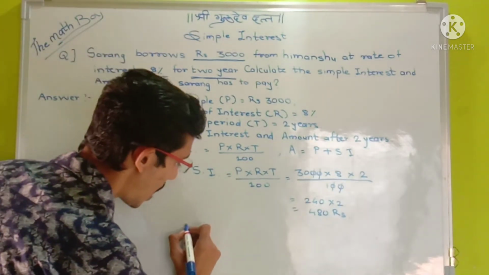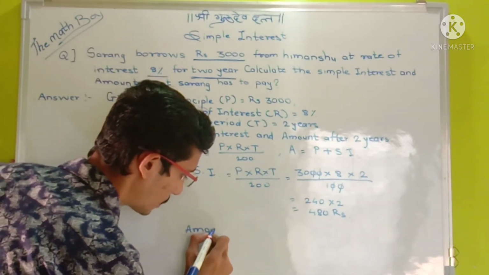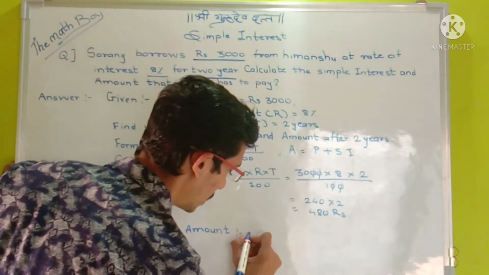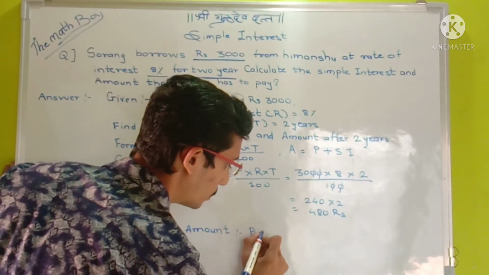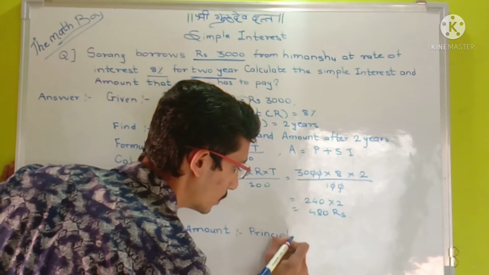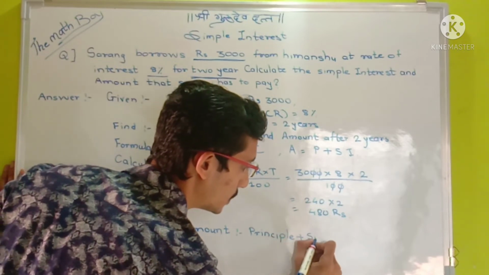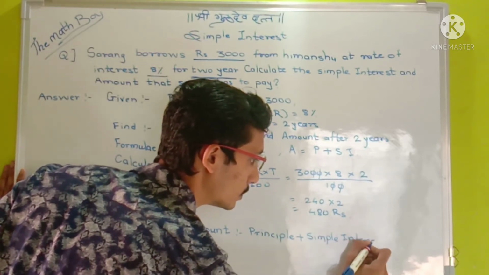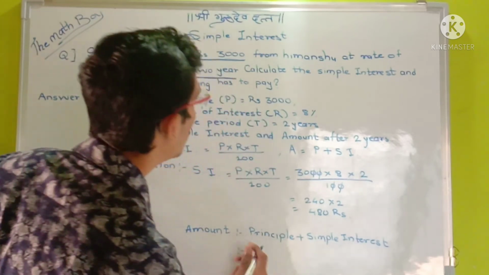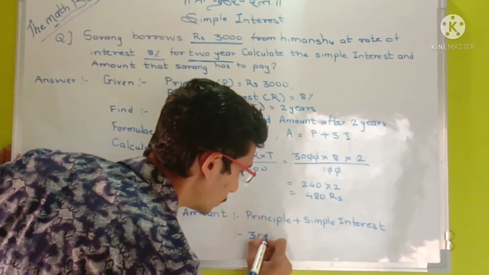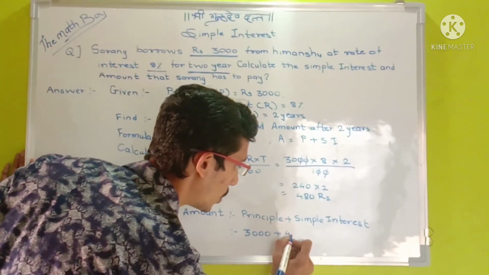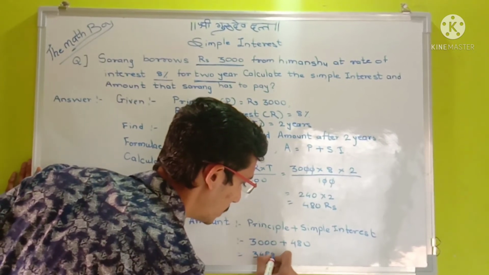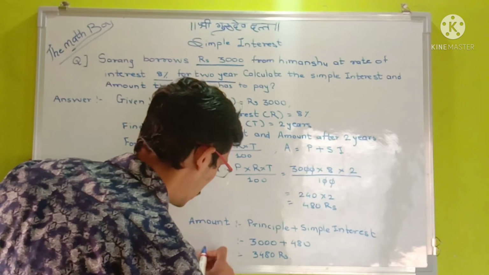Now we have to calculate the amount. Amount has the formula principal plus simple interest. Amount equals principal plus simple interest. The principal amount is again 3000, plus simple interest 480. We got 3480 rupees. This is your amount.